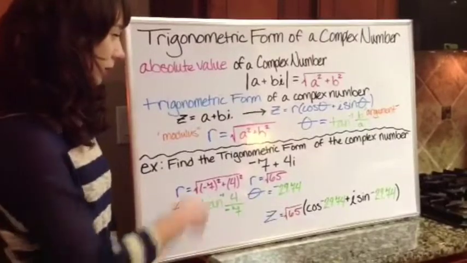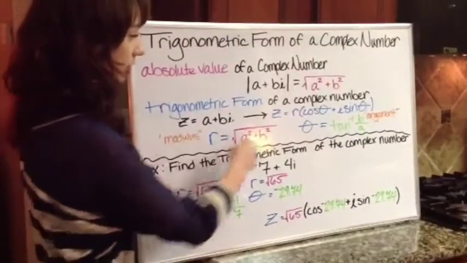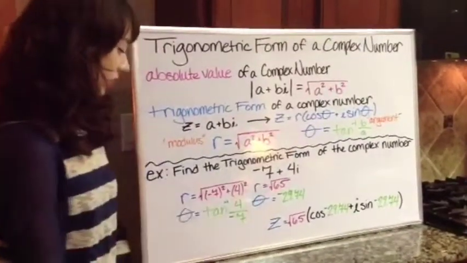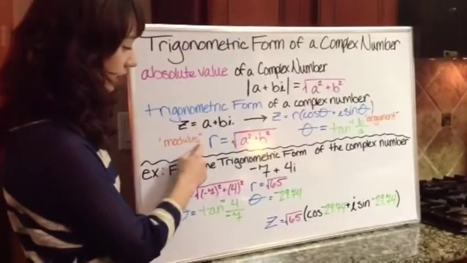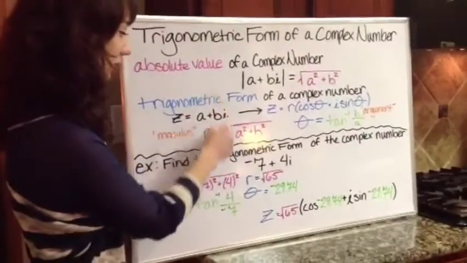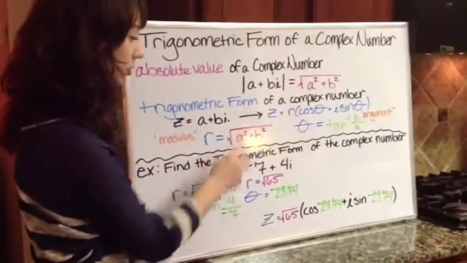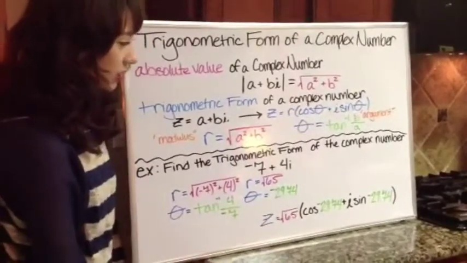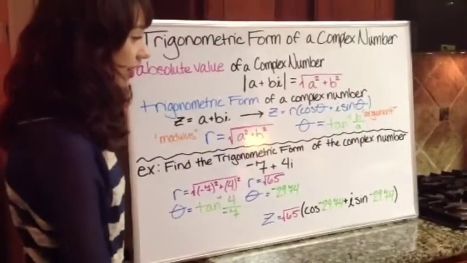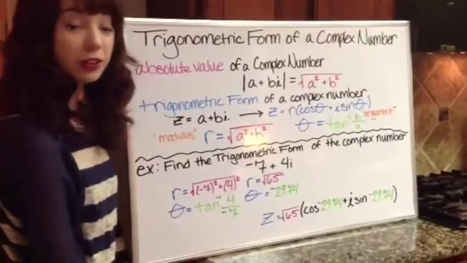So in order to transfer a complex number into its trigonometric form, you have to solve for the modulus, which is r. The formula for that is the absolute value, which was the square root of a squared plus b squared. And you have to solve for theta, which will be the tan inverse of b over a.